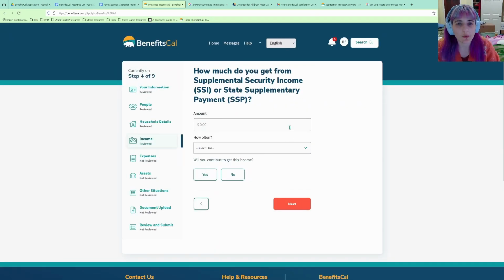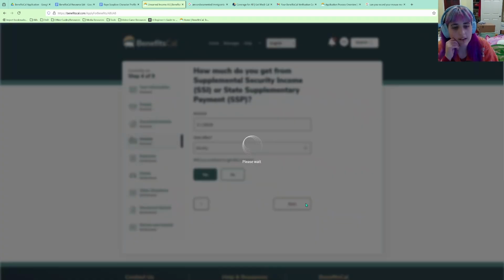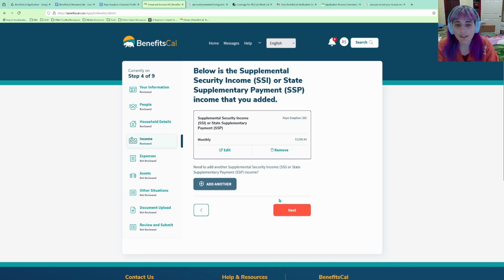Okay, how much do you get from Supplemental Security Income, or SSI, or State Supplementary Payment, SSP? I will put the max amount. And how often? Monthly. This is the max amount in California, by the way. So if you don't have any income and you have SSI in California, you should be getting this amount. A lot of people are getting the wrong amount than they should be getting. Will you continue to get this income? Yes, I will. Now you could add another SSI income. I don't know why you would be getting two separate SSI or SSP incomes, but you could be, I guess, and that's an option to add.